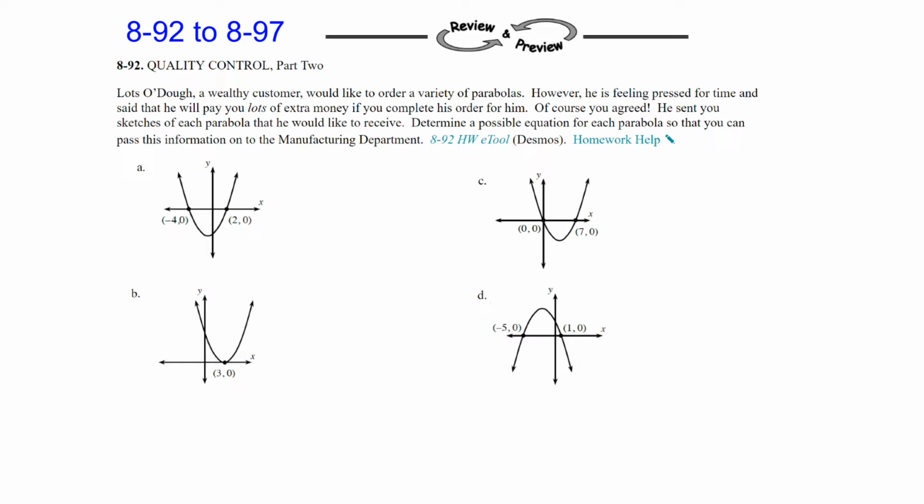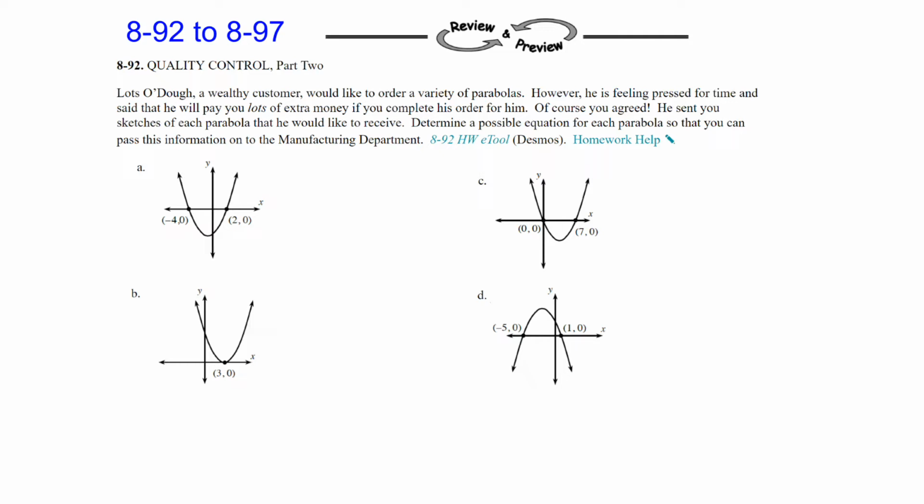Question 92, Quality Control Part 2. Lots Odo, a wealthy customer, would like to order a variety of parabolas. However, he is feeling pressed for time and said that he will pay you lots of extra money if you complete his order for him. Of course you agreed. He sent you sketches of each parabola that he would like to receive. Determine a possible equation for each parabola so that you can pass this information on to the manufacturing department.